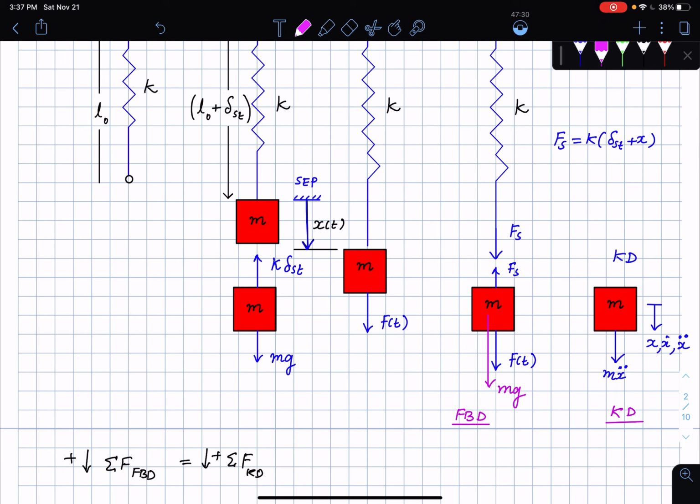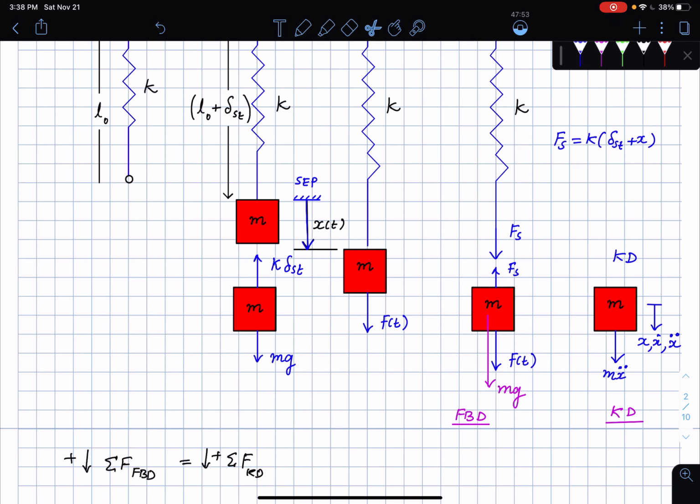I guess you can see x dot and x double dot here, right? Okay, so let me just slide that down onto the side. That is the positive sign convention for x dot, x double dot, and x of t. What are the forces acting on the mass? The applied force f of t, the spring restoring force, and the weight of the mass, mg.